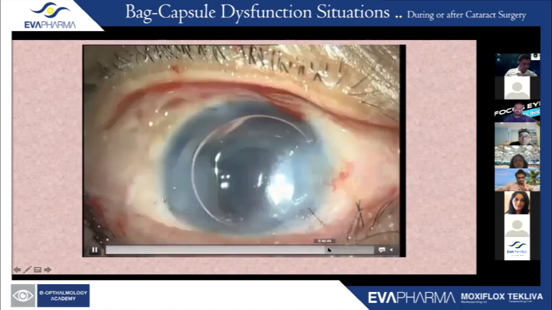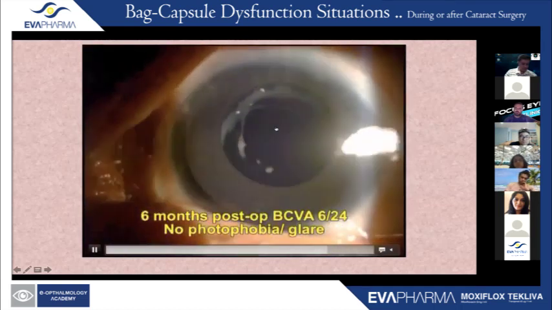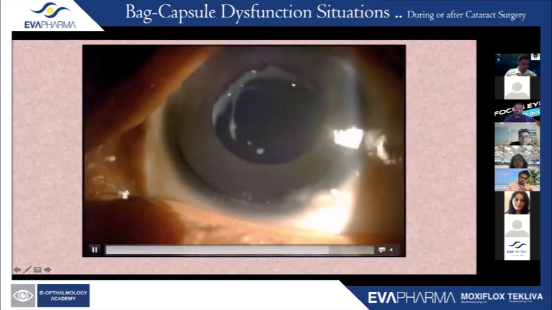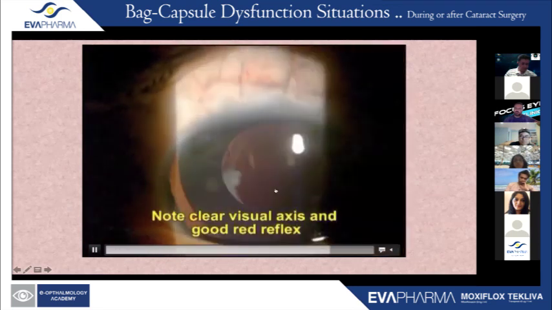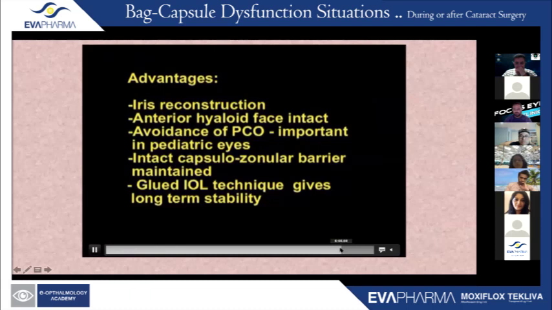So here, this is the post-op appearance. And this was 6 months post-op. You can see the best corrected visual acuity improved to 6/24. But more than that, you can see the clear visual axis, good red reflex, a little bit of phimosis starting there in the child, but no photophobia and glare. And she was quite happy with her outcome.